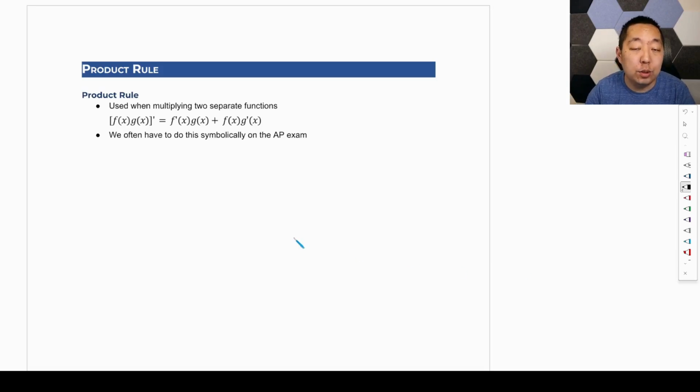All right, so the rule is for when you're multiplying two functions. We've done all the elementary functions, we've done the basic derivatives, but sometimes you're going to do things like 2x times sine of x. And what are you going to do here?